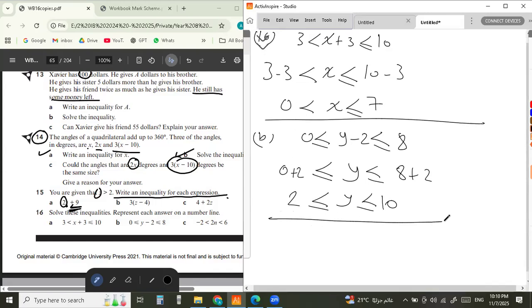The last question, which is C, 2n is greater than negative 2, but less than 6. Mister, I'm going to divide by 2 to get rid of the 2 here. So n is greater than negative 2 divided by 2, which is negative 1, and less than 6 divided by 2, which is 3.